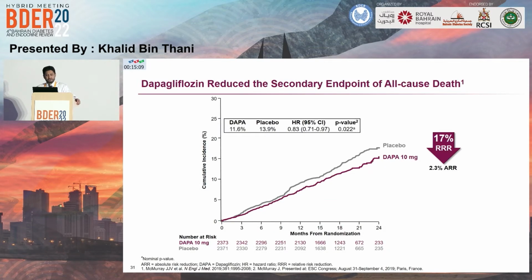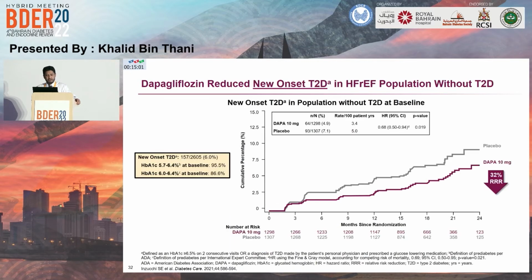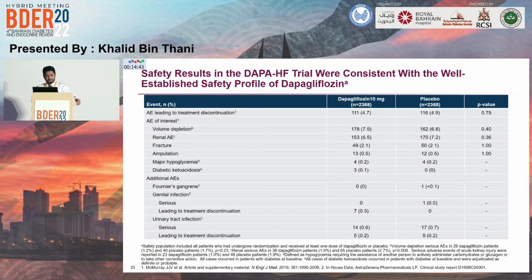What about dapagliflozin in regard to the secondary endpoint of all-cause death? Yes, it was more protective, with a relative risk reduction of 17%. What about new onset type 2 diabetes in this heart failure with reduced ejection fraction population without type 2 diabetes? It has a protective effect for these patients. So even if you start this for non-diabetic patients, they have a benefit from it.